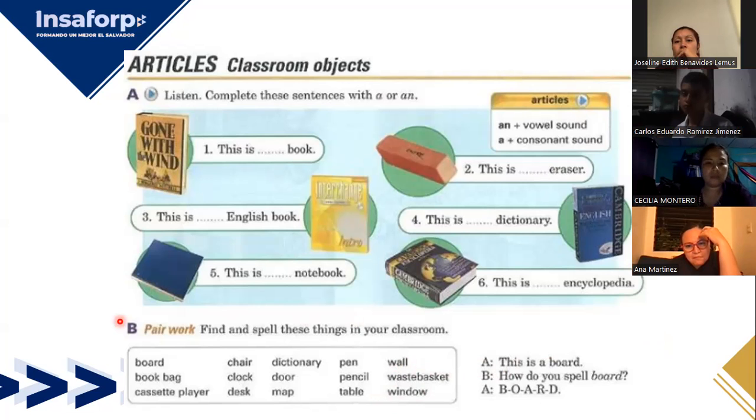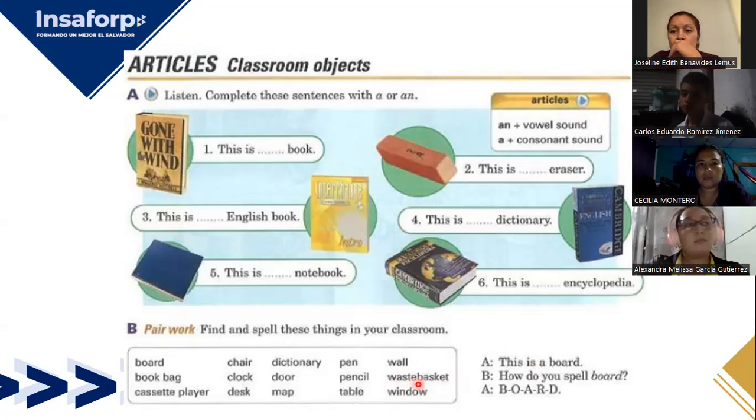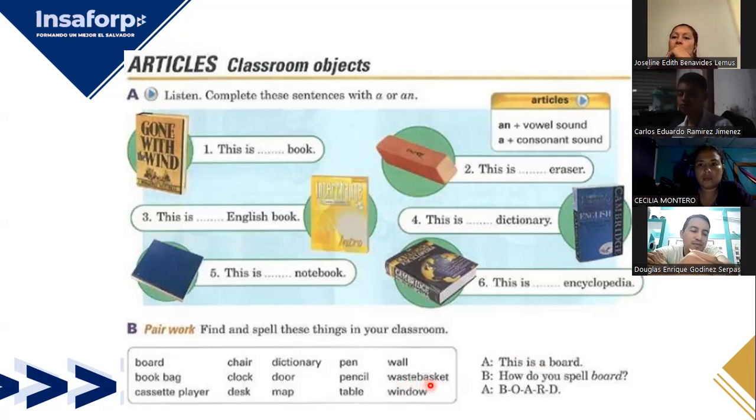Thank you. Ana Martinez, hello. Help me with this one that we have here. This is a waste basket. Okay, waste basket. How do you spell waste basket? W-A-S-T-E B-A-S-K-E-T. E-T, but not the extraterrestrial guy from the movie, right? This is just the E and the T. Then we're going to get confused.